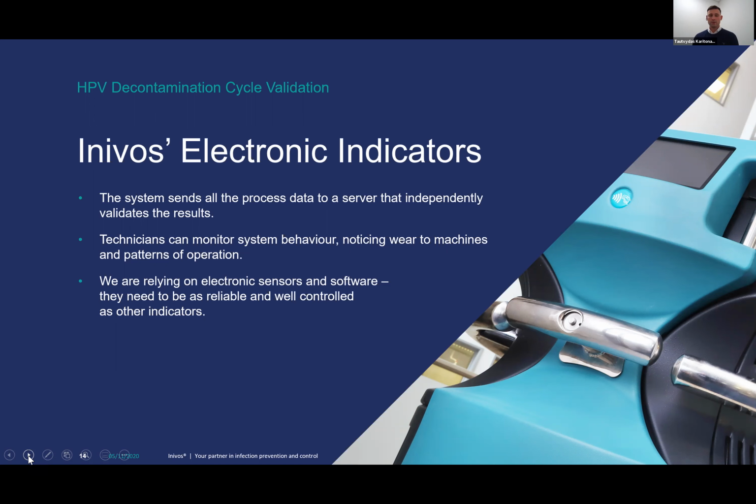Meanwhile, Kurt, would you like to talk more about the Internet of Things and how that works with the whole validation of the cycle parameters in the cloud? Yes. The Inivos peroxide machines and ultra-low machines also report all of the parameters from their cleaning cycles over a 3G internet connection at the end of every cycle. So our technicians are able to watch them.